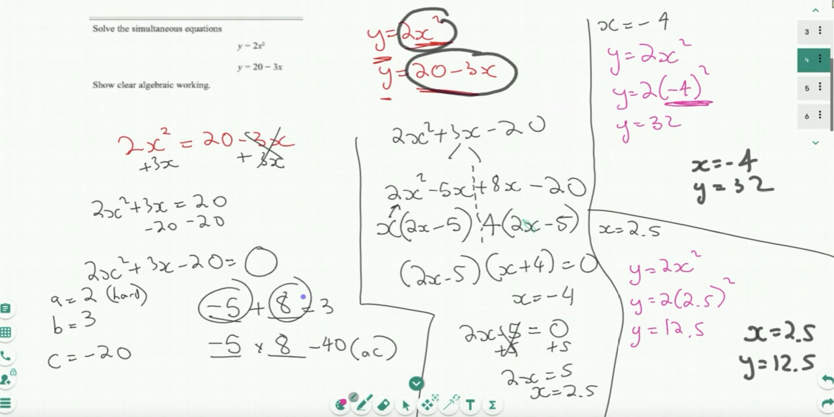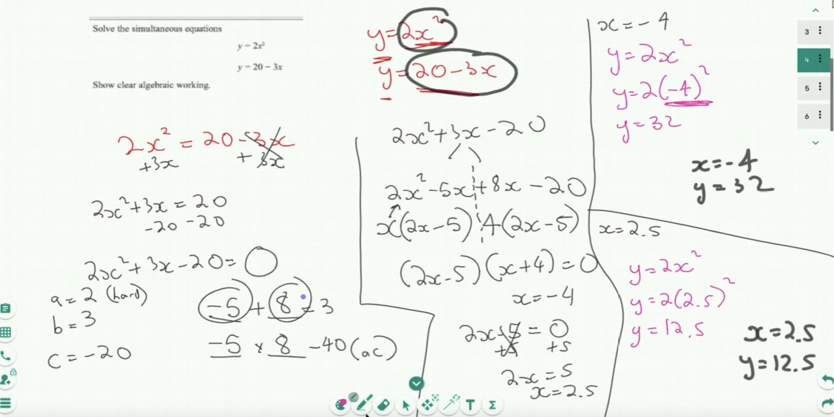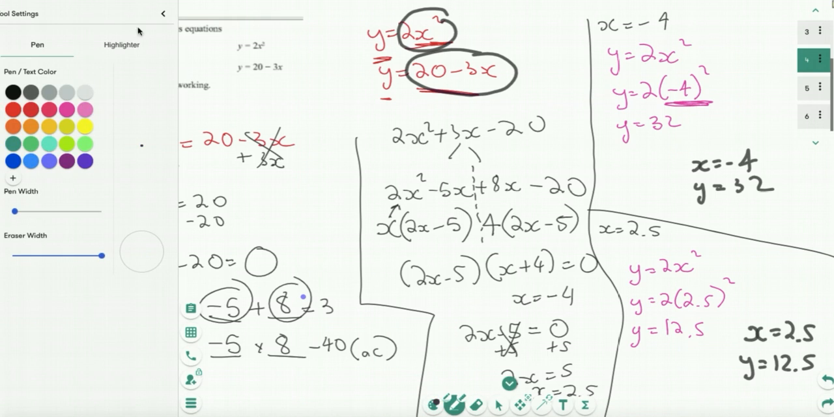So basically, guys, those are our answers, and let me just draw a little sketch to illustrate this problem. The first graph is a squared graph, and since it's positive 2x squared, that graph's going to be a U shape.